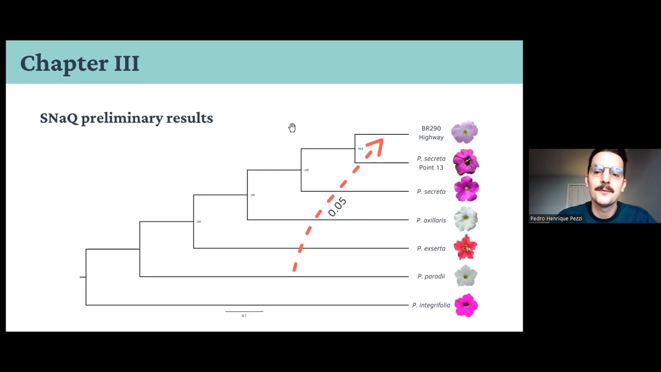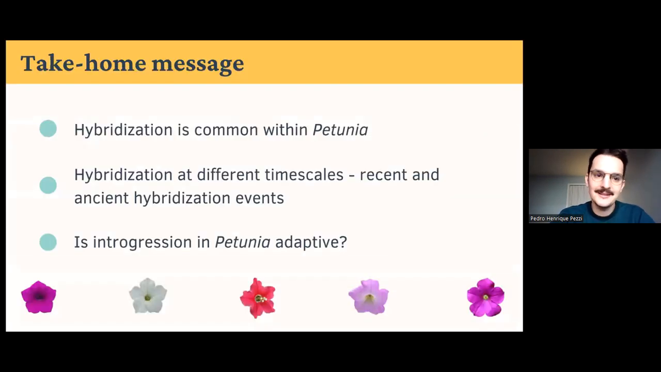We don't know that for sure. So as a take-home message of my presentation here, I just wanted to show you how hybridization is common within the Petunia genus. And what's interesting about this genus is that we can find hybridization at different time scales. So we have really recent hybrids and some evidence of ancient hybridization. And so that's a very cool system to study.